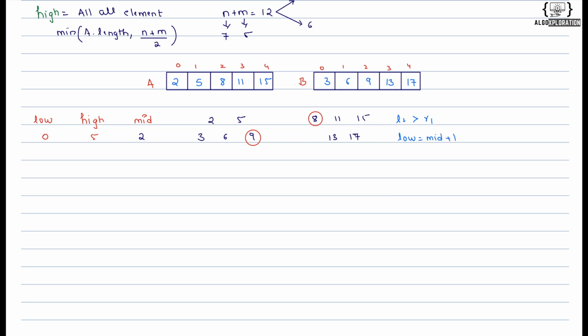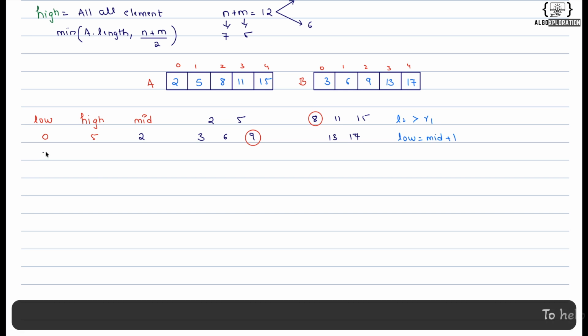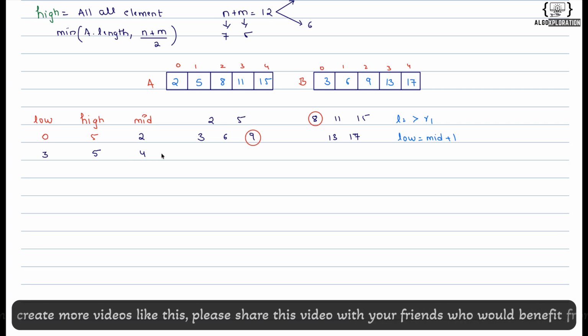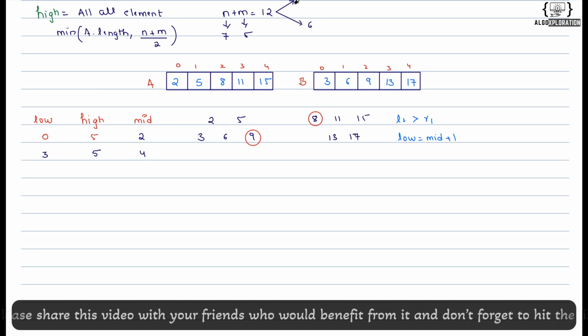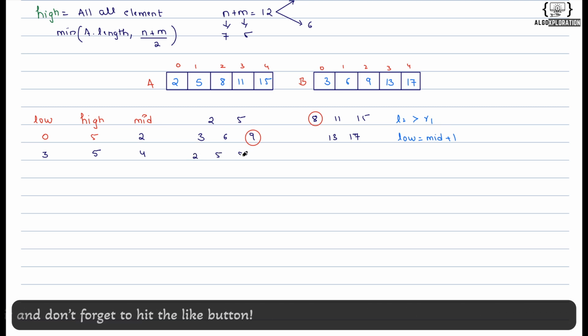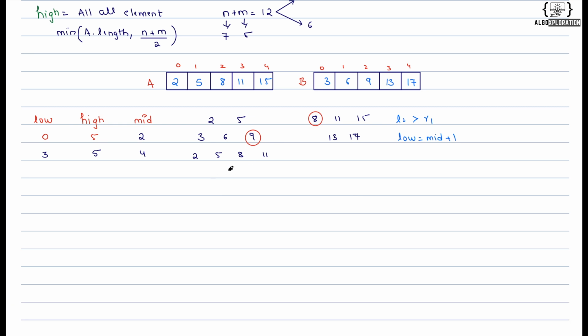If I do that, low will be 3, high will be 5. 3 plus 5 whole divided by 2 will be coming out to be 4. Now let's see what if we pick 4 elements from array A. So this will be 2, 5, 8, 11, and from array B we just need to pick one element, that is 3. Now the remaining element from array A is only 15, and from array B it will be 6, 9, 13, and 17.